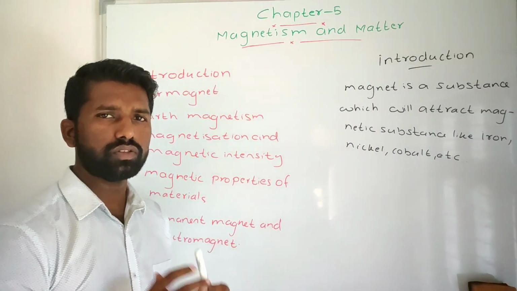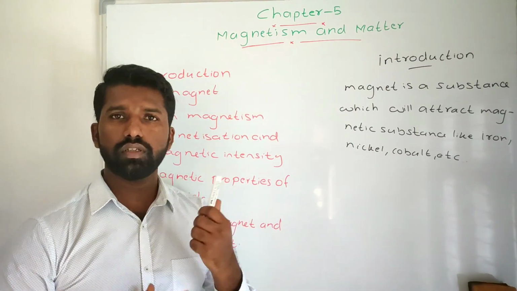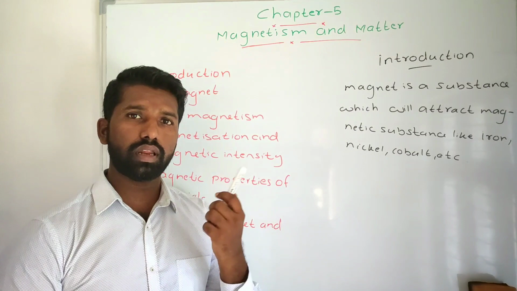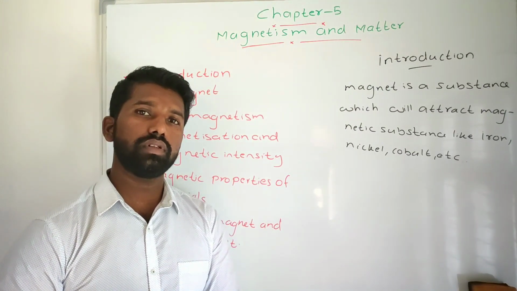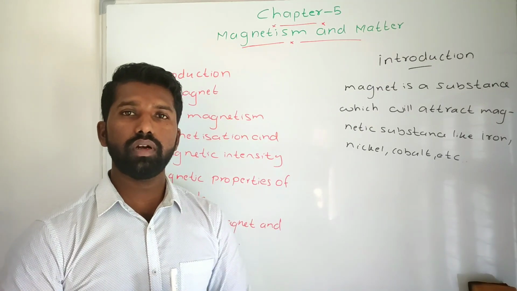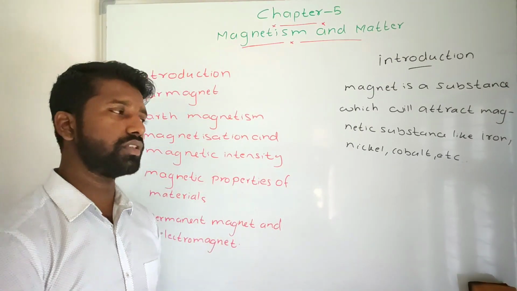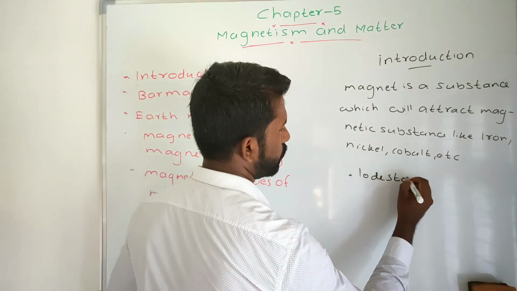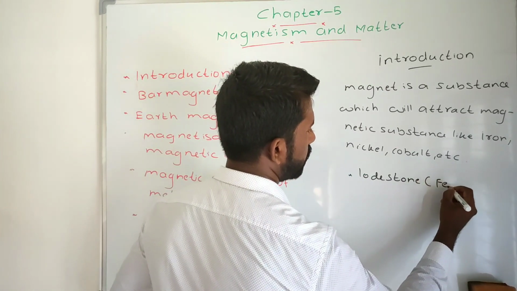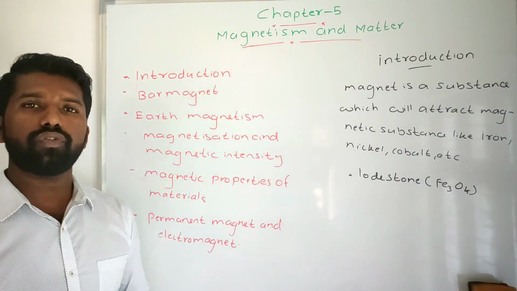The magnet was first discovered in Asia Minor, on an island in Greece, that is Magnesia. They discovered the naturally available magnet, that is magnetite, or another name is lodestone. The chemical formula is Fe3O4. This lodestone is an ore of iron.